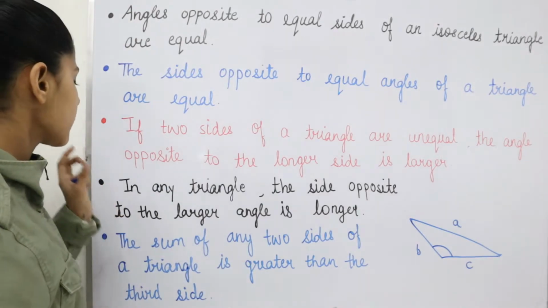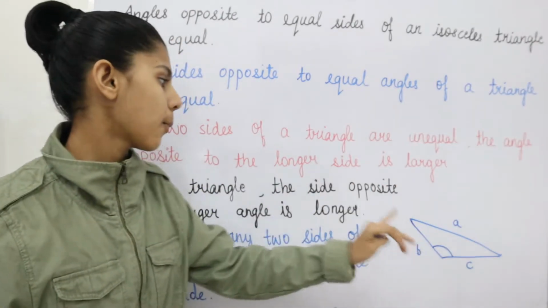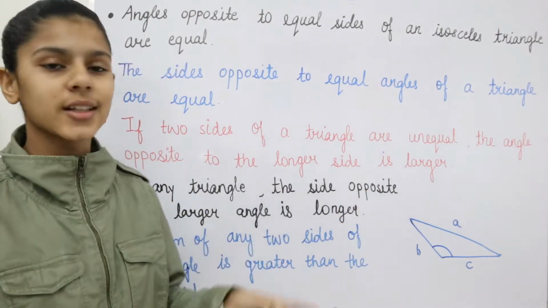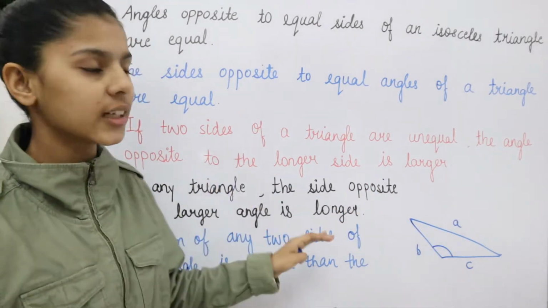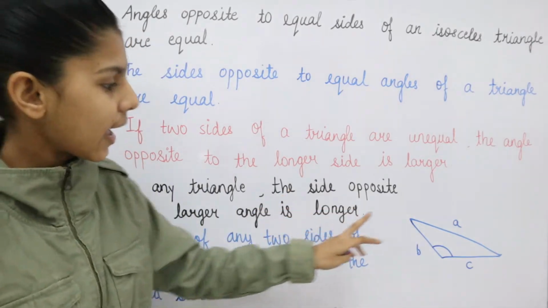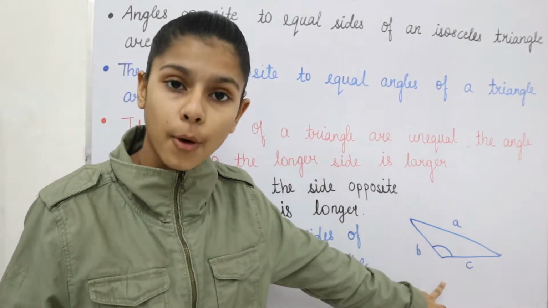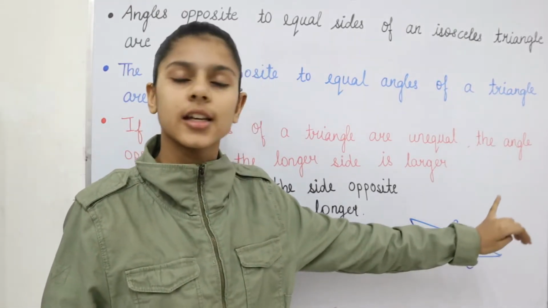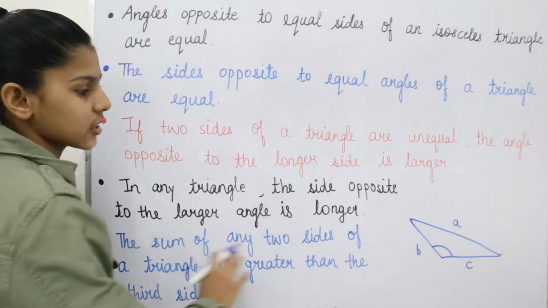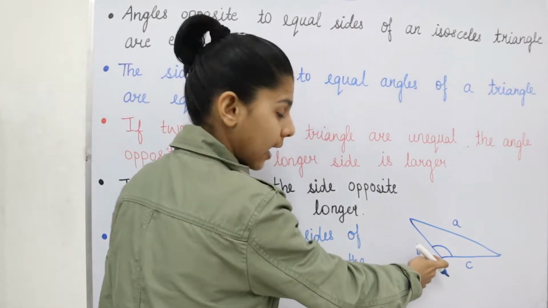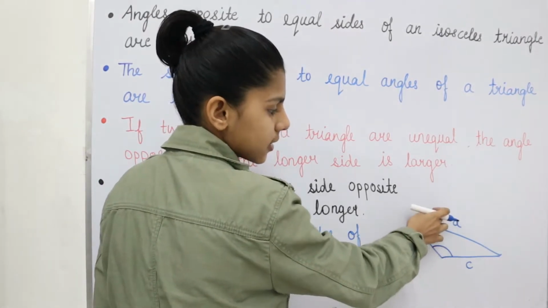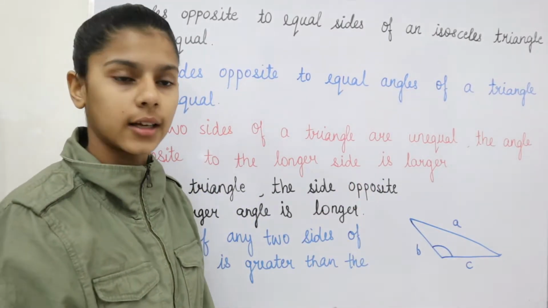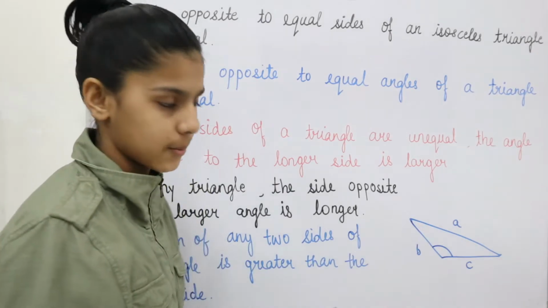Then fourth one is in any triangle the side opposite to the larger angle is longer. Here also it is the same thing, just written in a reversed manner, that the side opposite to the largest angle in the triangle is the longest. So here you can see the largest angle is this angle, and the side opposite to this angle is side A, and you can see that side A is the longest side in this triangle. So it is also the same thing.